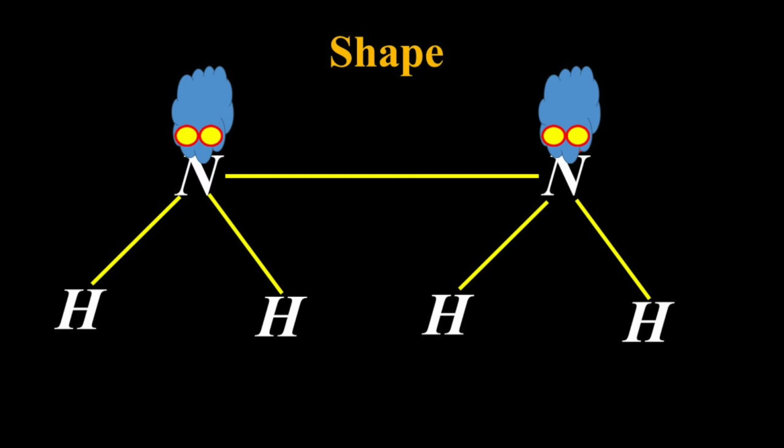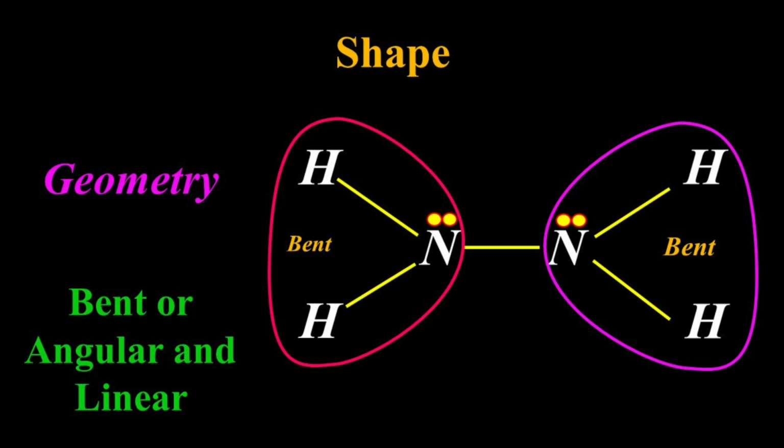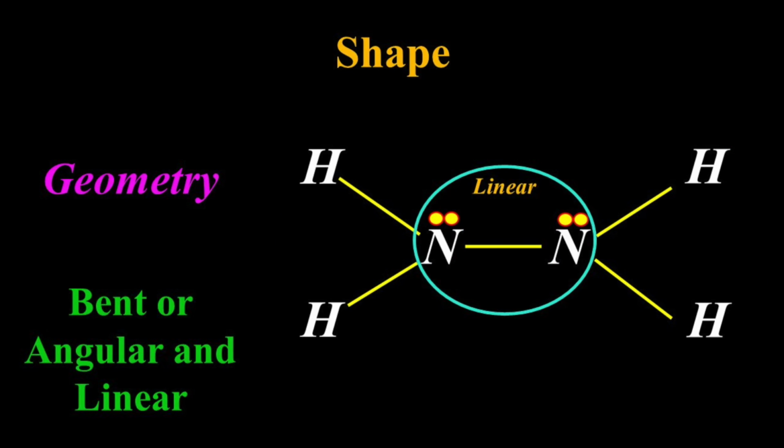So I'll give you 2 perspectives for the various shapes on either side of the nitrogen-nitrogen bond. They could be like that or like that. Either way, it's probably, or could be, trigonal planar and approximately 120 degrees between the two hydrogens. So the geometry is bent or angular, and then linear. The nitrogen will be linear.